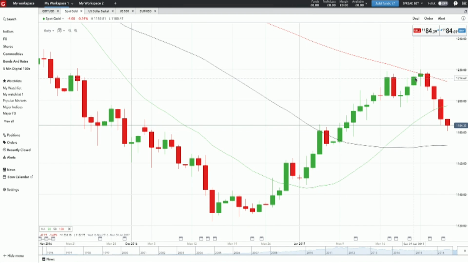Just on gold, it's interesting in terms of the moving averages. You can see those on the screen. That green line is the 20-day moving average. So we're now below the 20-day moving average on this one. Is that playing to what you're thinking in regards to where we're going?